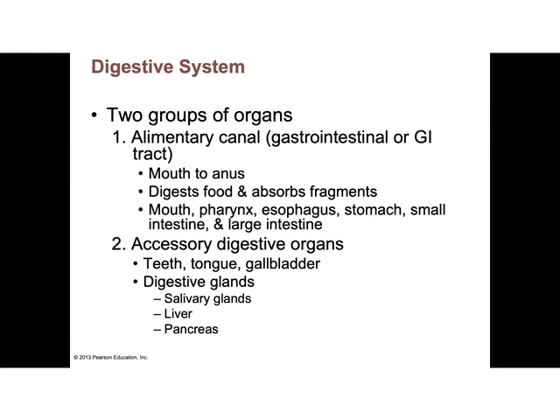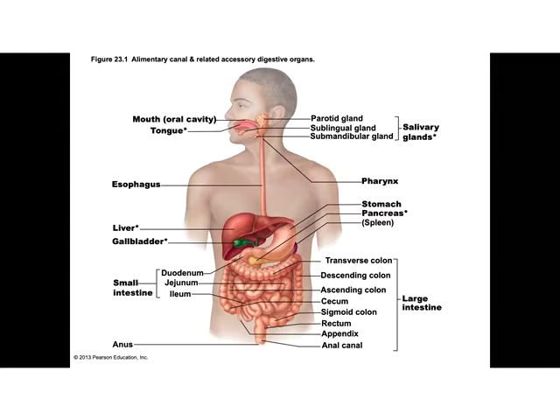The alimentary canal is just the passageway, right? It goes from the mouth to the anus, and it includes the mouth, the pharynx, esophagus, stomach, small and large intestine, rectum, and anus, okay? But there are accessory organs that help the process. Teeth, tongue, gallbladder, liver, pancreas, salivary glands, okay, all help this to happen. And the system is here, and it's not that complicated anatomically, right?